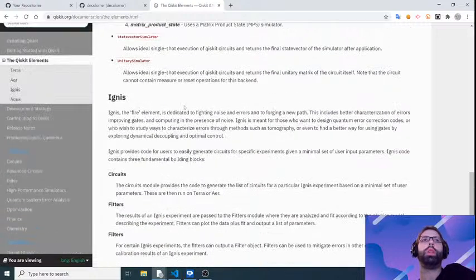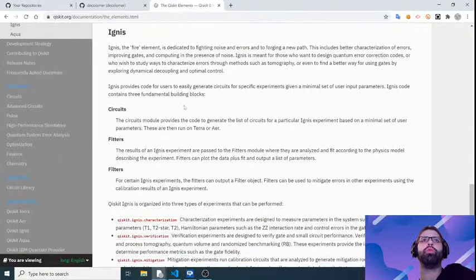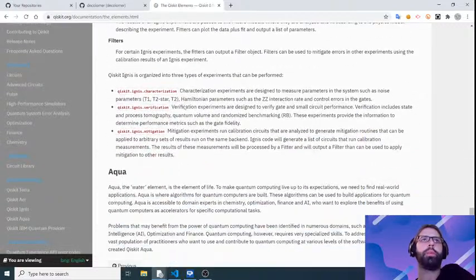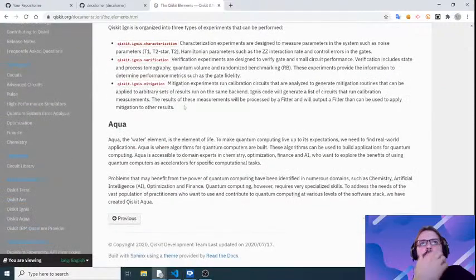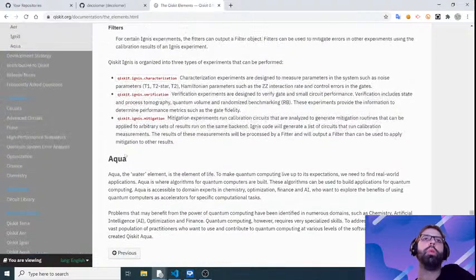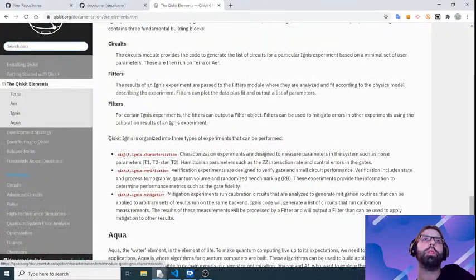So this seems to be really experiment-based kind of thing, where you work with experiments. I don't know. I really don't know. And Aqua is the element of life. It's where we need to find real-world applications. It's where the algorithms are. Okay. So Aqua is definitely interesting, but I don't want to maybe dive into this right now.